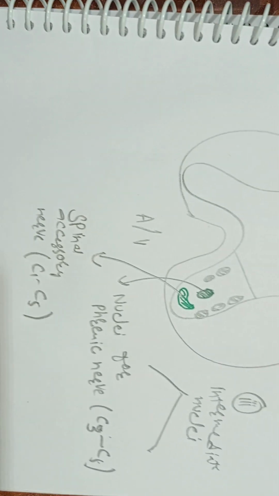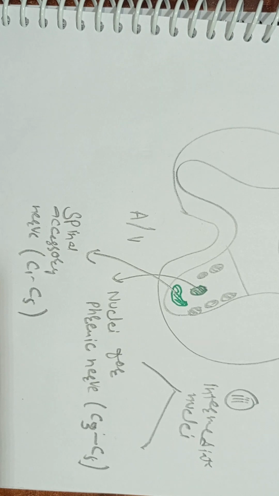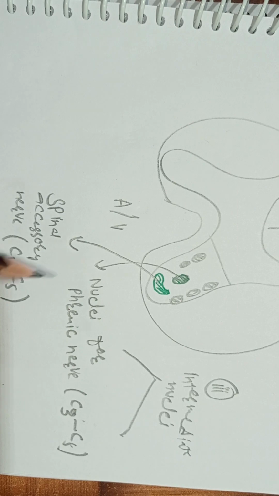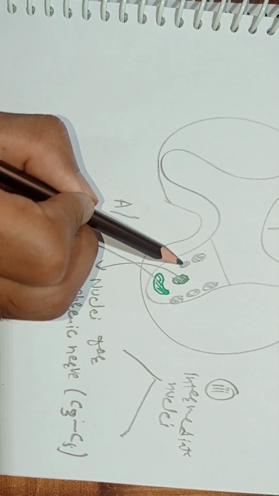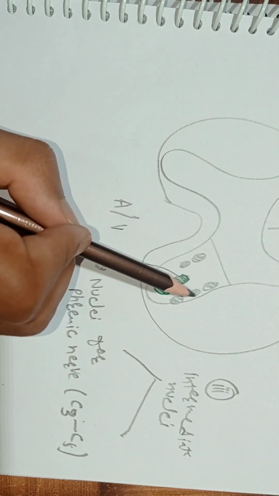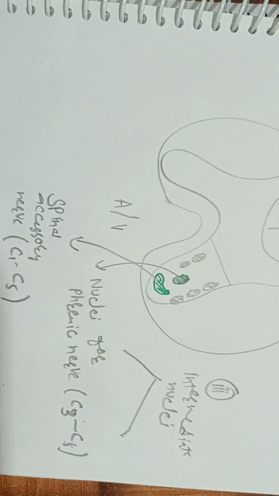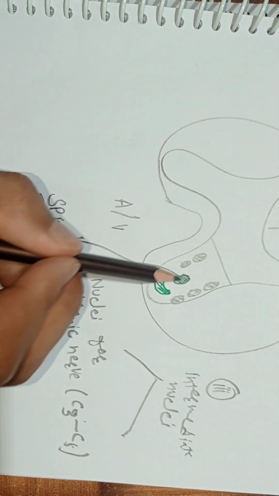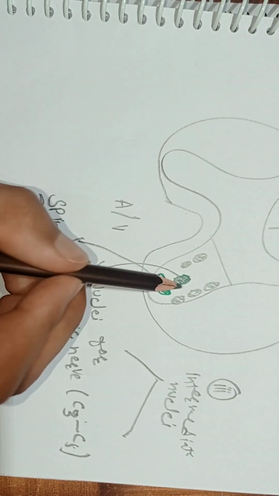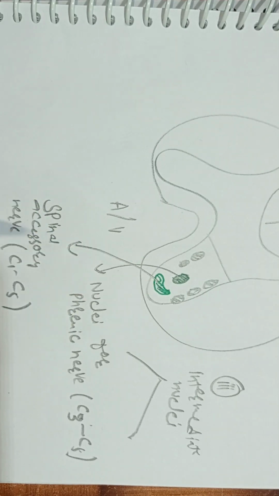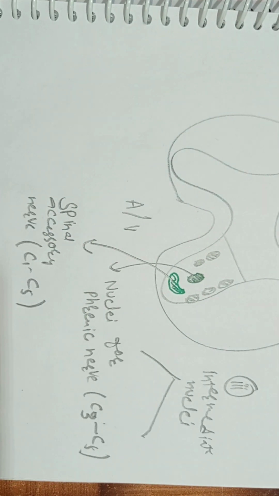So we talked about all the nuclei of the spinal cord present in the anterior horn. In the anterior horn, we have the two medial nuclei, then the lateral nuclei, 1, 2, and 3. Then we have the intermediate nuclei, which are two in number. This nucleus is for the phrenic nerve, and this nucleus is for the spinal accessory nerve.